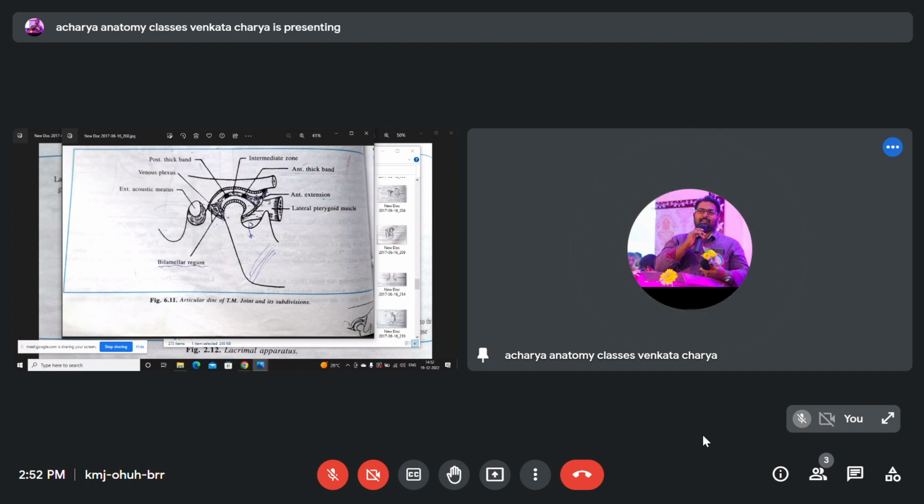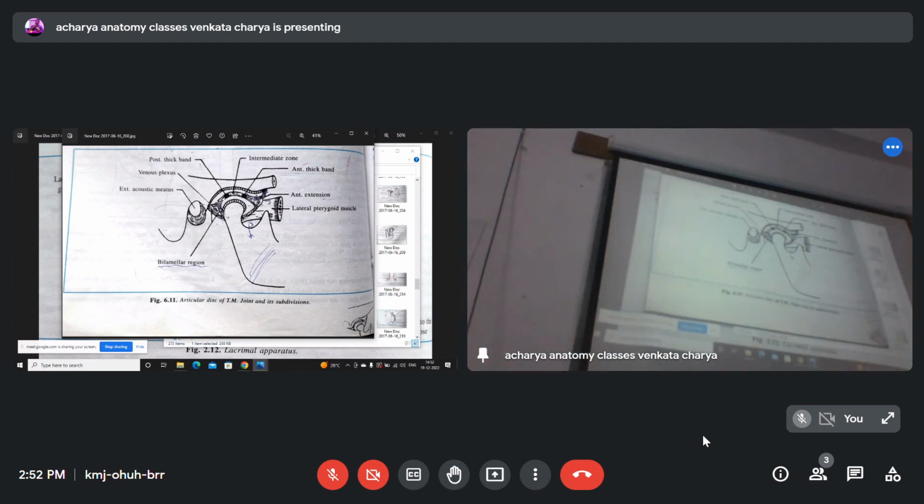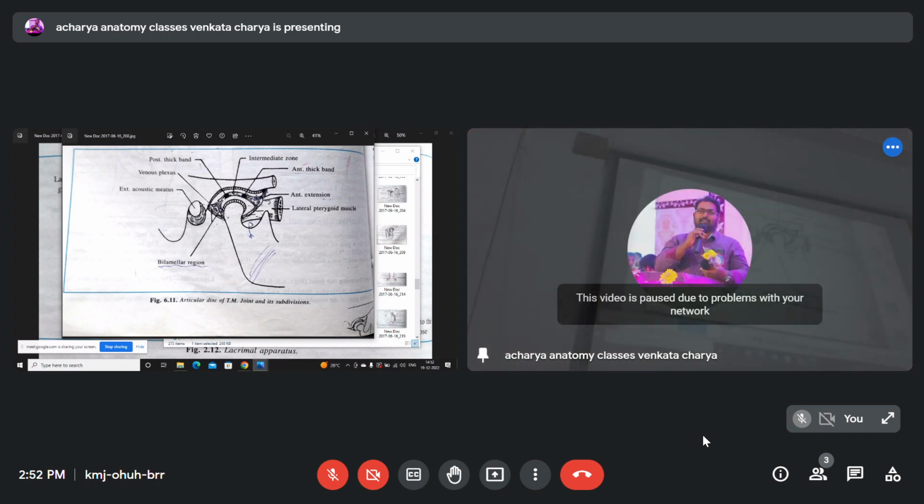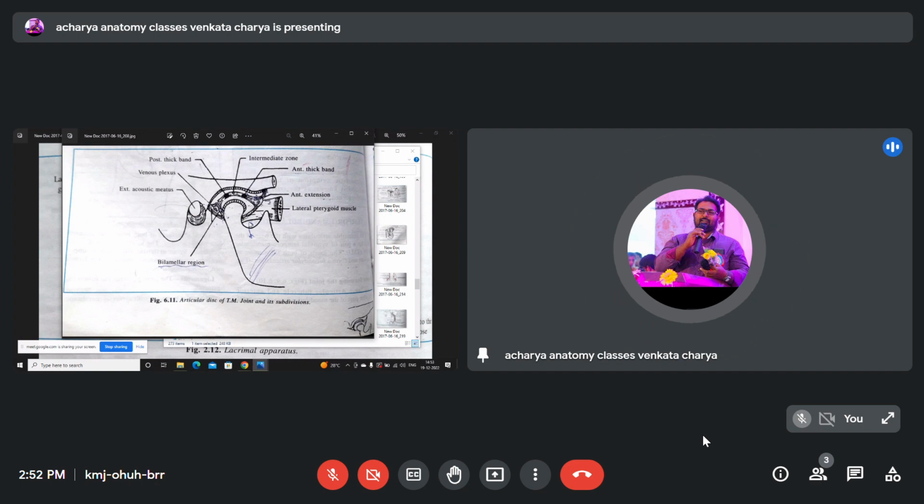Okay. Then come to the ligaments of the joint. Ligaments. Number 1, capsular ligament. Number 2, lateral ligament. And number 3, articular disc.